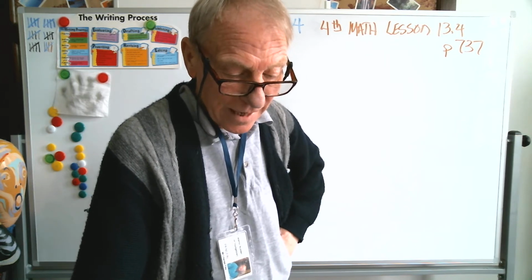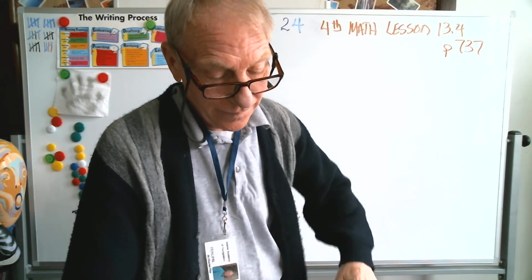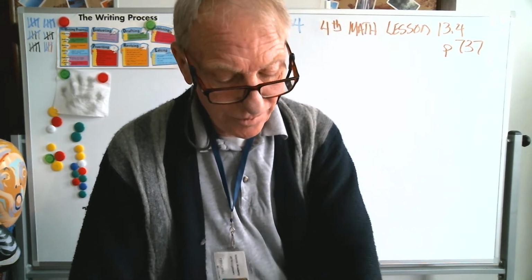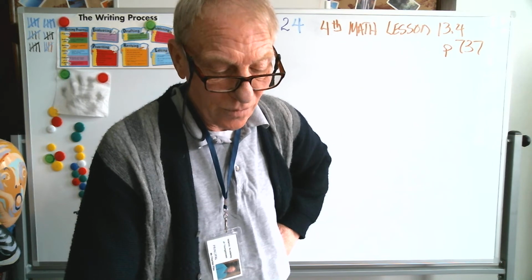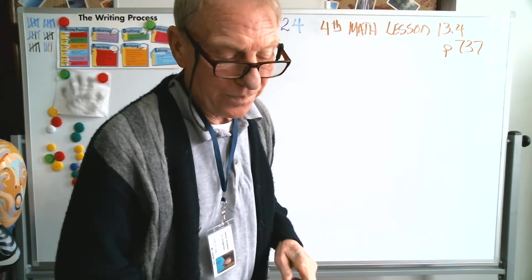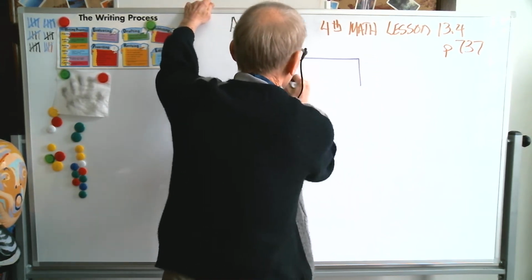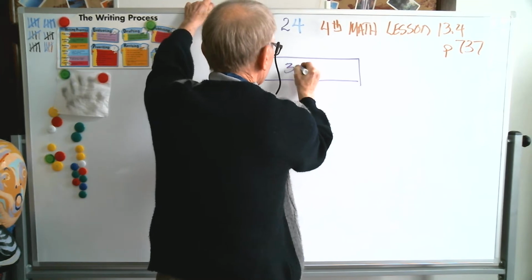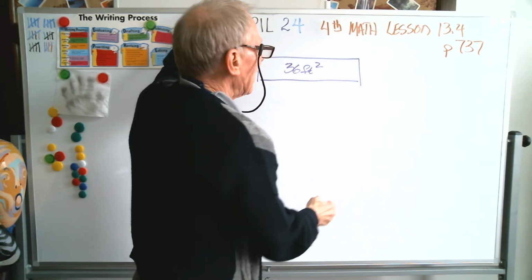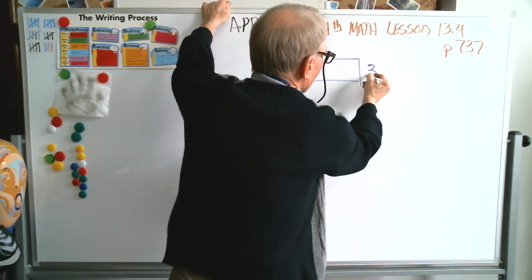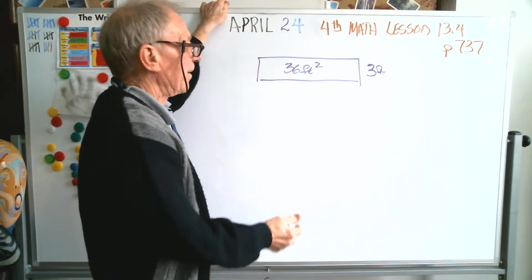Let's look on 739. Let's look at what they're going to ask you to do for practice here. Find the unknown measure, and the rectangle is 36 feet squared. So, you've got a rectangle. They show you the rectangle. They tell you the area is 36 feet squared. They also tell you that your height is 3 feet. So you're missing the length.